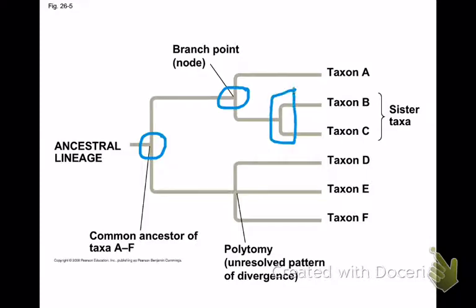And ideally, you want a branch to branch just off into two branches, but there are times where you cannot discriminate between the features of multiple organisms, and you diagram this in what we call a polytomy, because it's more than two branches. And branches that are adjacent to one another on the phylogenetic tree are referred to as sister taxa.